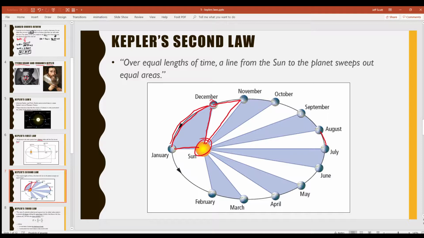However, even though this distance is less than this distance, this area that it sweeps through is the same as the area in this month. That's all Kepler's law is saying, or Kepler's second law, rather, I should say.